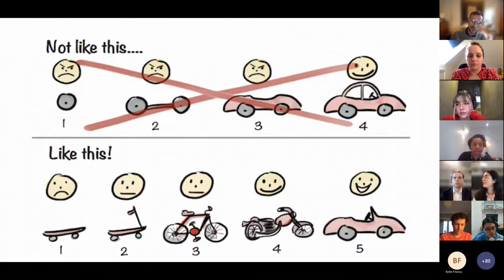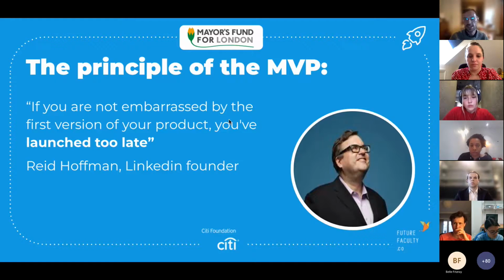Whereas in the bottom example, I start with a skateboard. I can get one off Gumtree for 20 quid, then a scooter, bicycle, motorbike, and then finally a car. And I'm testing how my users interact with my product and deliver that value of getting them from A to B. And this, at its core, is what an MVP is all about.